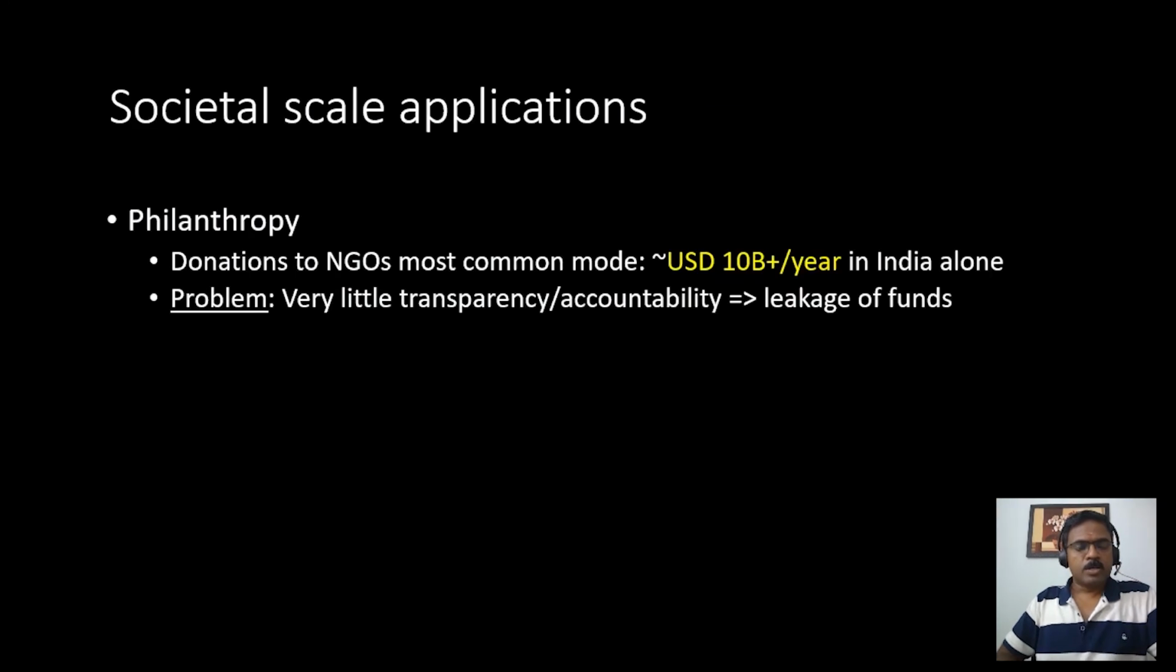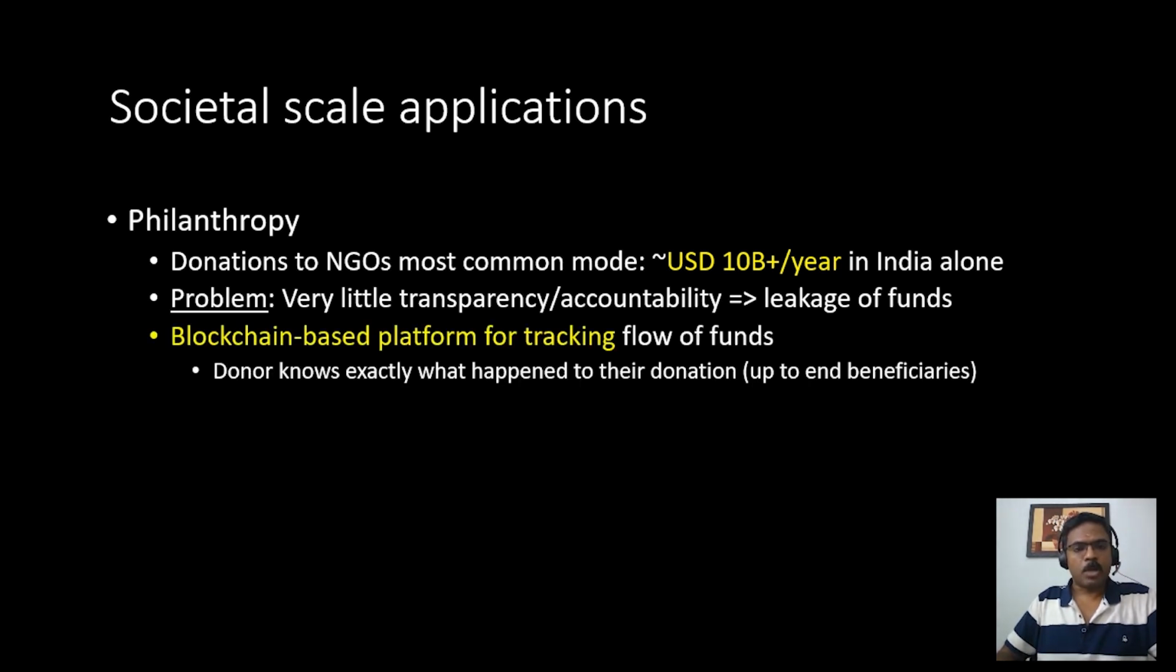So to put this architecture in context, let's look at a couple of candidate applications where Blockene is a good fit. Philanthropy is one that I alluded to a couple of slides ago. If you look at the non-profit ecosystem, India alone receives nearly 10 billion US dollars every year in terms of donations to these nonprofits. The global number is nearly $500 billion per year. Yet there is very little transparency or accountability in terms of how these funds are managed, how much of it actually reaches the end beneficiaries, and so on. Wouldn't it be great if we had a blockchain-based platform that tracks end-to-end flow of funds all the way from the donor to the end beneficiary?